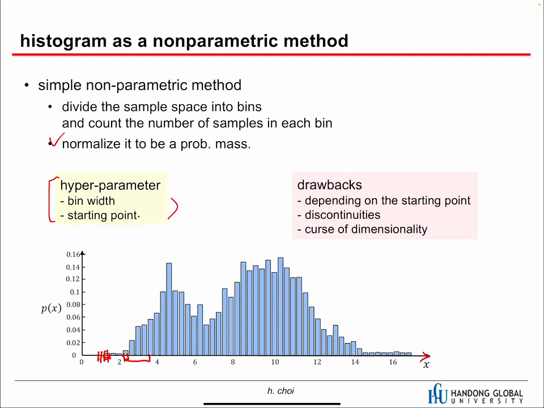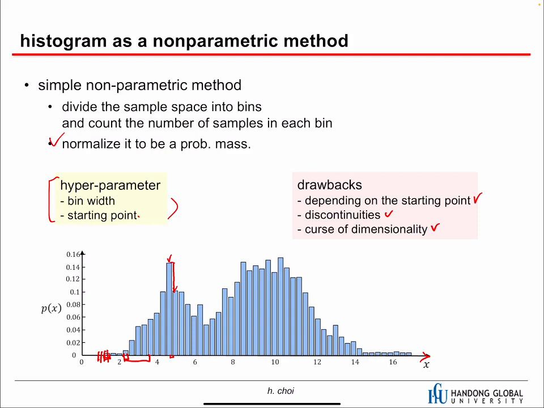We have a couple of drawbacks. The first one, this probability mass depends on the starting point and the bin size too, but that is not that critical a problem. And another problem is that it is discontinuous. Okay, discontinuous means, look at these two bins. So when we change slightly in this sample space, the probability drops a lot. This could be a problem.